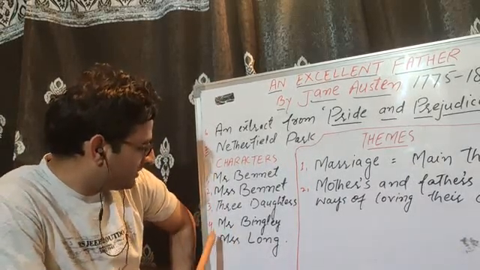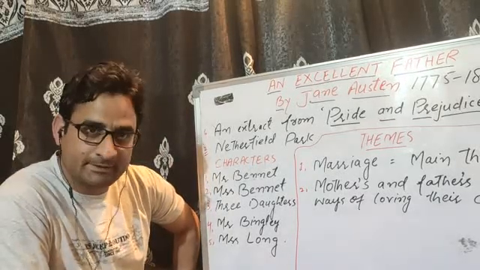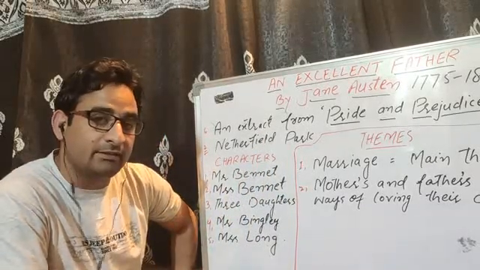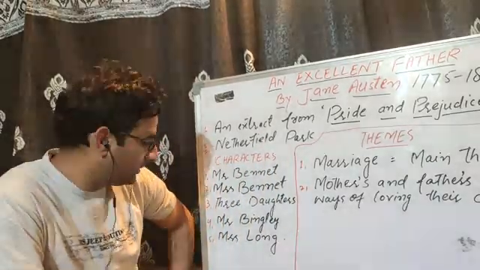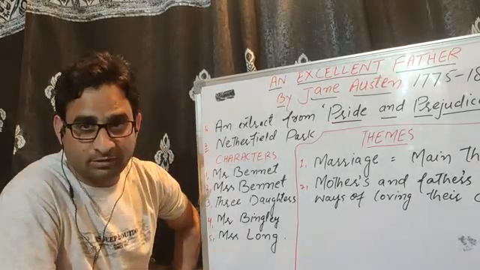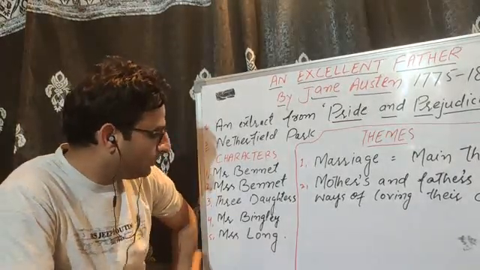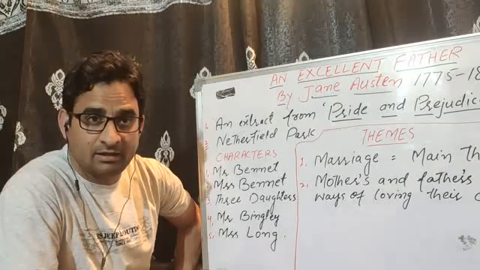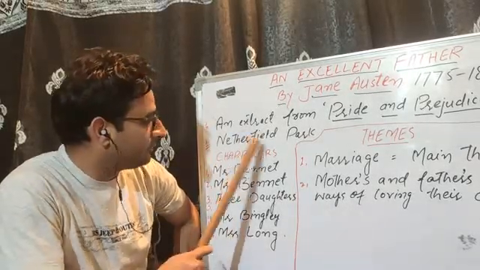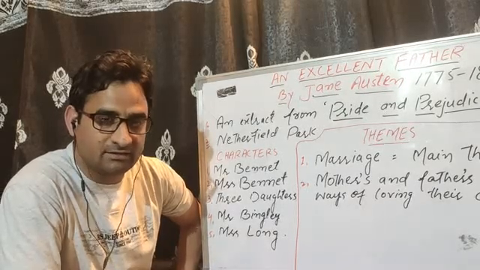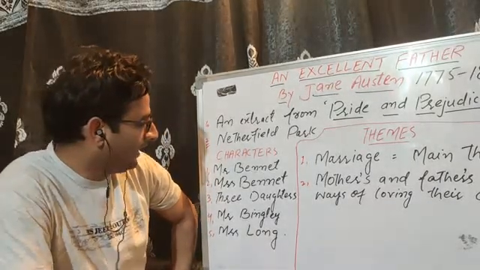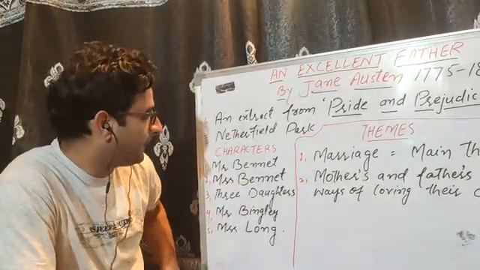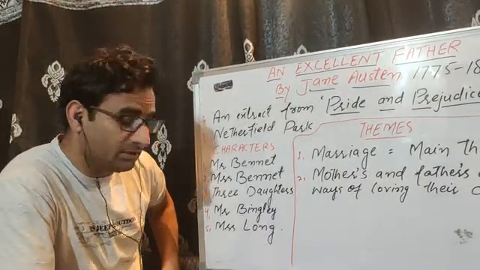Then we have Mr. Bingley, who is a rich, handsome guy, who rented Netherfield Park, which is in the neighborhood of Mr. Bennet's house. And then we have Mrs. Long, who informs Mrs. Bennet that Mr. Bingley has come to their neighborhood in Netherfield Park and has decided to stay there. The chapter starts here in Netherfield Park, which is rented by Mr. Bingley, who is a very rich person.